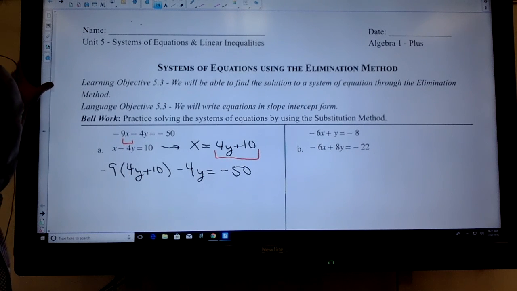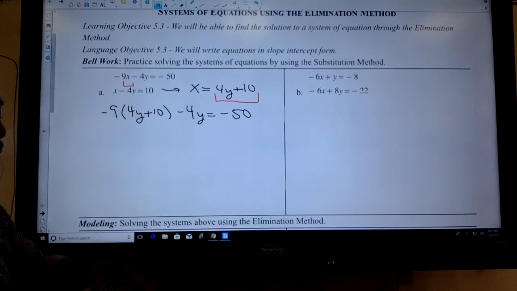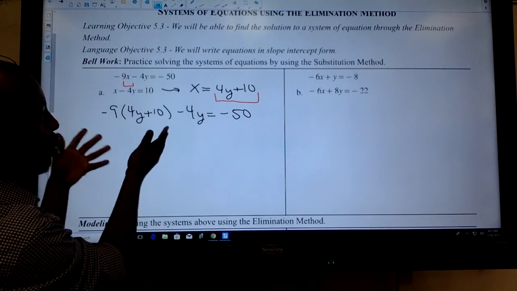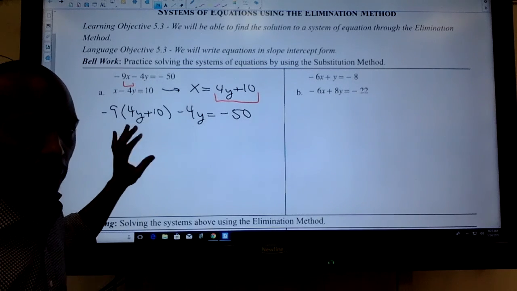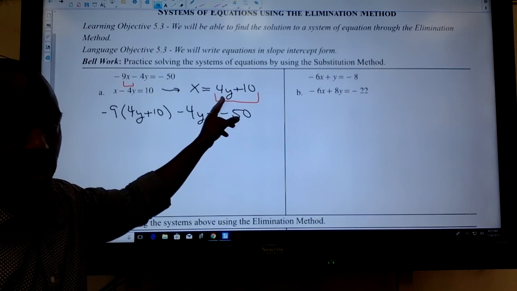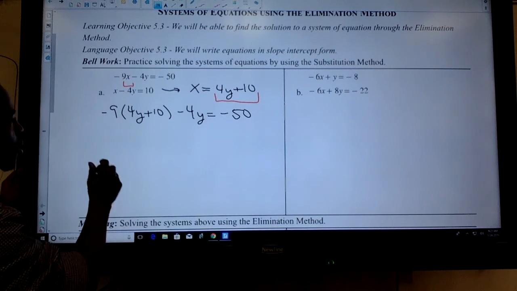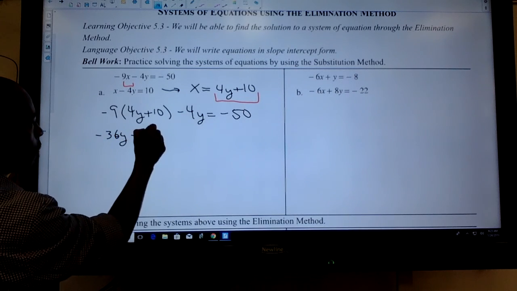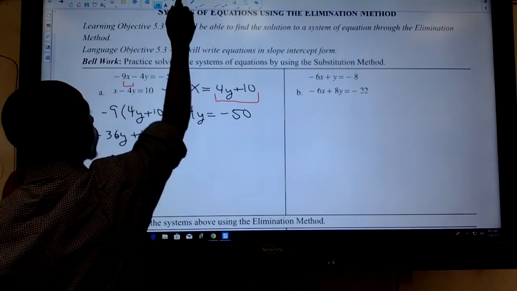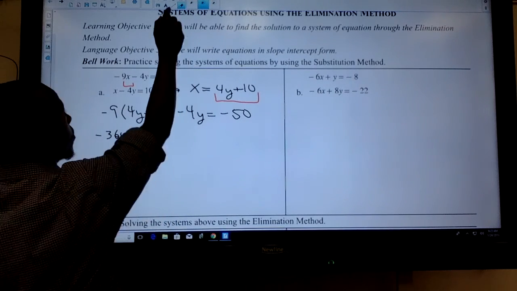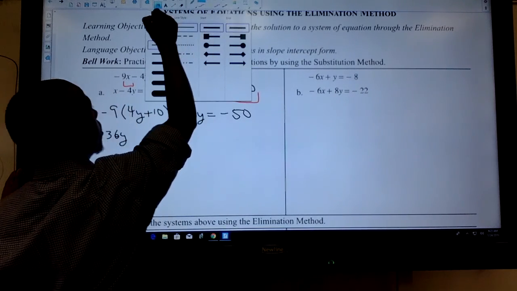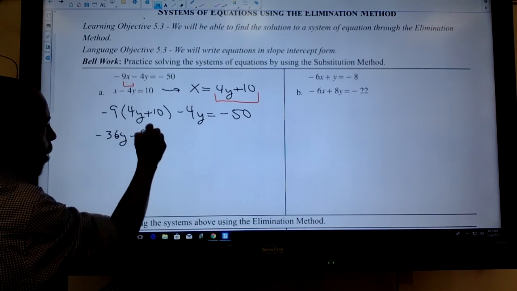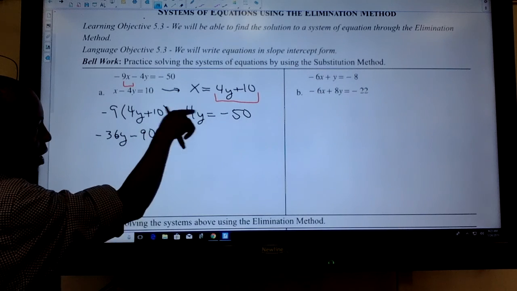Now I have to use the distributive property, where I'm going to distribute the negative 9. And now I should be able to simplify the left side, and my goal is to solve for y. After I solve for y here, I can plug that back into x and solve for x, okay? So I'm going to distribute. You should get negative 36y, and then, I'm sorry, I made a mistake, negative 90, right? Minus 90. Then we keep writing the rest.